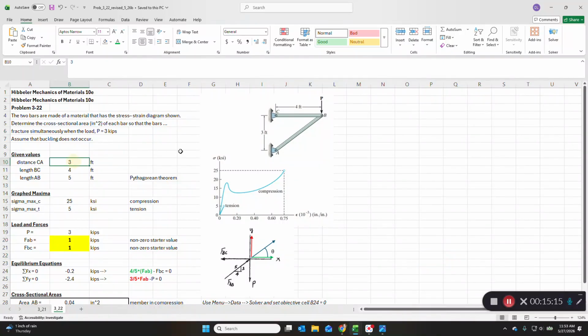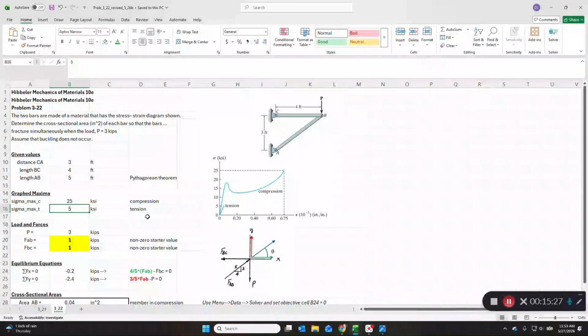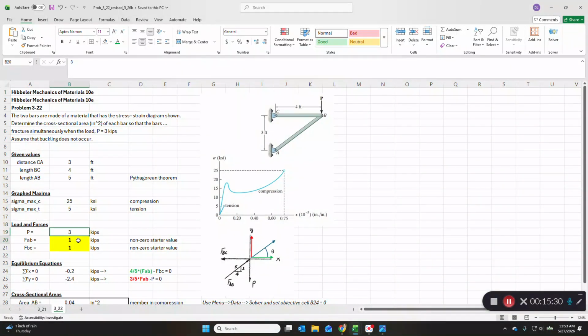So we put in the distances here. It's a 3, 4, 5 triangle. AB is 5, just by the Pythagorean theorem. You can see that by inspection. Sigma max in compression and sigma max in tension are given on this plot. P is the load, and F_AB and F_BC we don't know. Those are shown in a free body diagram here of the reactions.